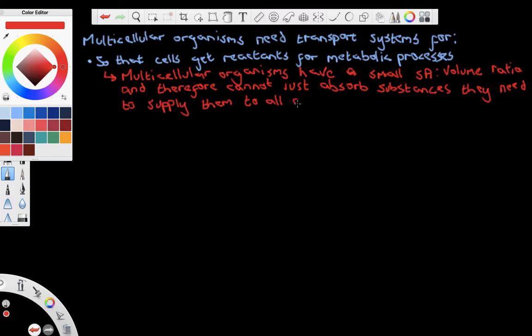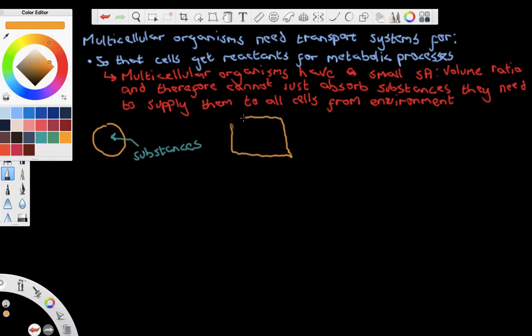To all cells from the environment. So what I'm trying to say here is if you are a single cellular organism, so if you're unicellular, you can simply absorb substances you need by diffusion. Okay? You can simply absorb them and use them. If you are multicellular, so instead of being made up of one cell, you're made up of hundreds, if not billions of cells, or trillions even. Okay? So you're made up of all these cells.